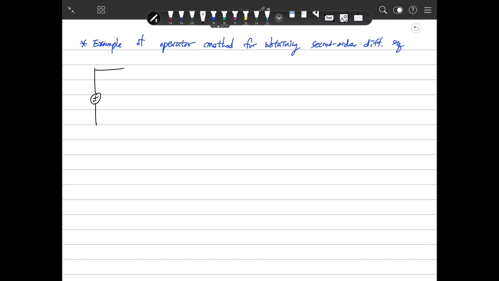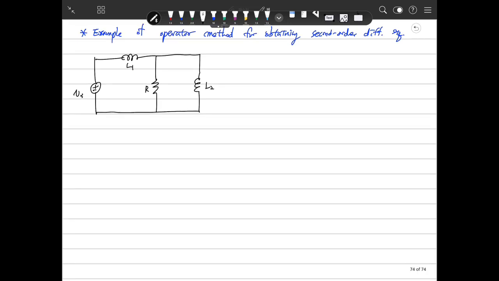Here is a plus-minus source, an inductor, a resistor, and an inductor: L1, L2, this is R, and this is the Vs. We already discussed how to get the variables. This current is I1, and this current is I2. We should define the differential equation based on I1 and I2. Then I can make our first differential equation.